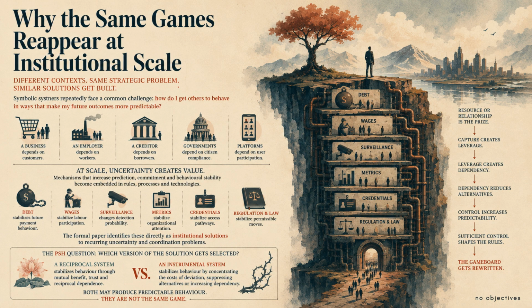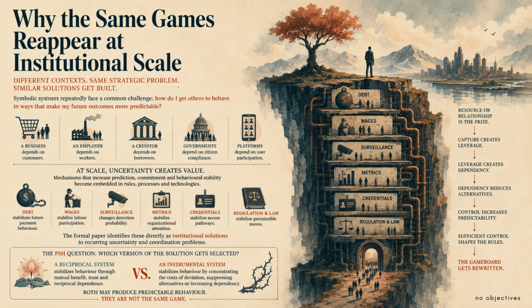But why the same game reappears at institutional scale. And this is where we begin to understand why the same kinds of games keep reappearing at institutional scale, right? A corporation, a government, a bank, an employer, a digital platform look like completely different systems. They have different objectives, different rules, and different technologies, but underneath those differences, they repeatedly encounter versions of the same strategic problems we've already described.